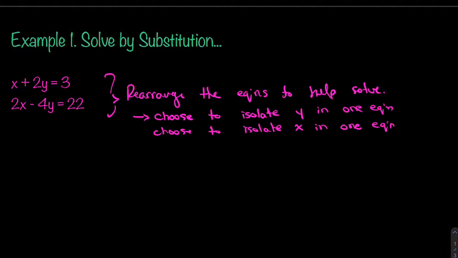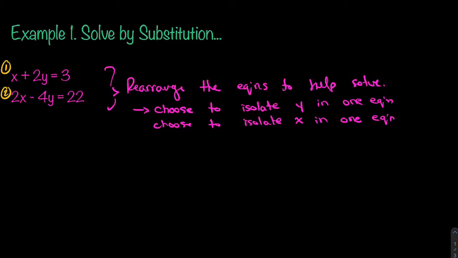So I'm going to show you two different ways that we can do this. And you're going to look at this in a very strategic manner. In this case, we're looking at x plus 2y equals 3 and 2x minus 4y equals 22. Which one of these two equations do you think is easier to simplify for x and y? Well, I would argue that equation 1 is easier because x is already on its own. So we know that we're not going to have to divide by anything. All we have to do is move this 2y over there. So let's do that. I'm going to isolate x in equation 1.